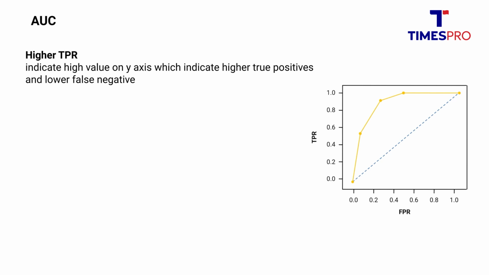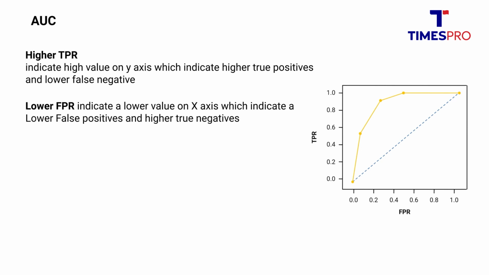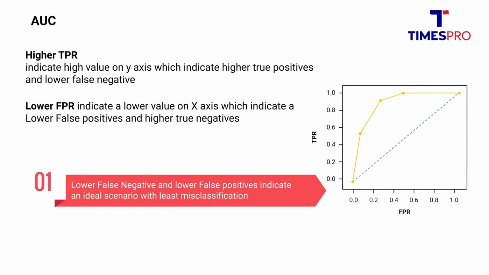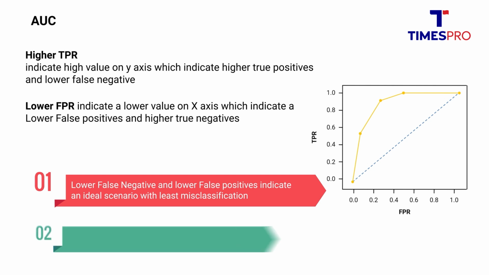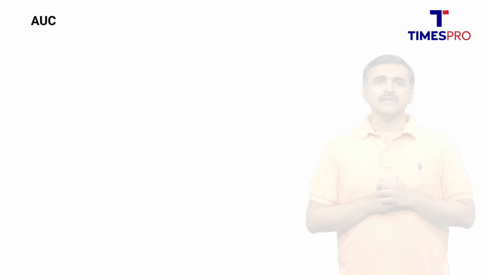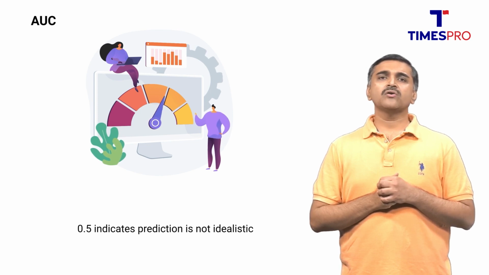Higher TPR indicates a high value on the y-axis, which indicates higher true positives and lower false negatives. Lower FPR indicates a lower value on the x-axis, which indicates lower false positives and higher true negatives. Lower false negatives and lower false positives indicate an ideal scenario with the least minimal misclassification. By varying the threshold of the predicted probabilities, we can check if it's possible to minimize the misclassifications and in turn increase the correct predictions. The threshold value of 0.5 is not always idealistic.